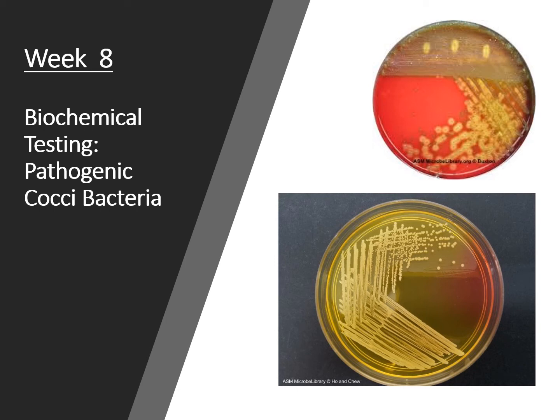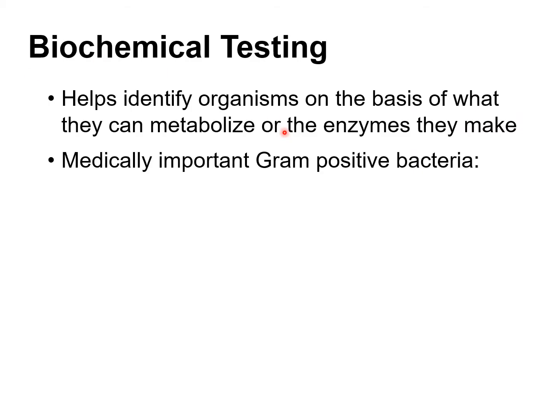Hello everyone. This week in lab we're going to talk about biochemical tests that would help us identify and differentiate between pathogenic Cocci bacteria. We're going to be able to identify these organisms based on what they can metabolize, for example, whether they're capable of metabolizing certain sugars or not, or certain proteins or not. We're also going to be able to differentiate between them based on what type of enzymes they can make and produce.